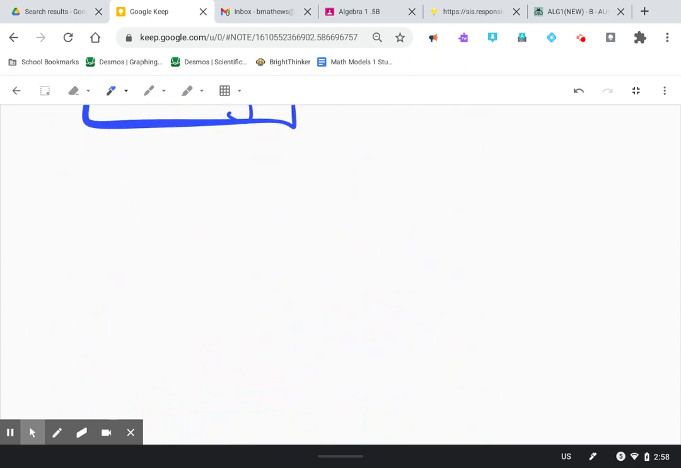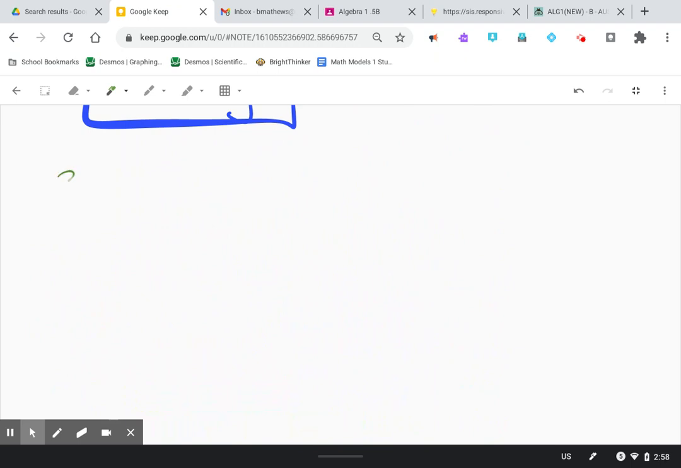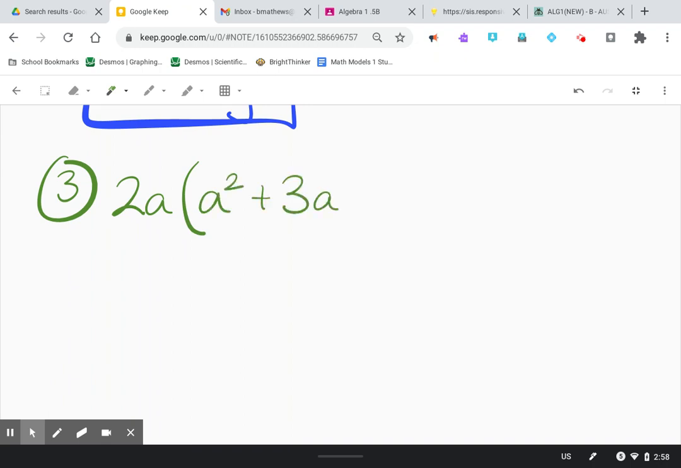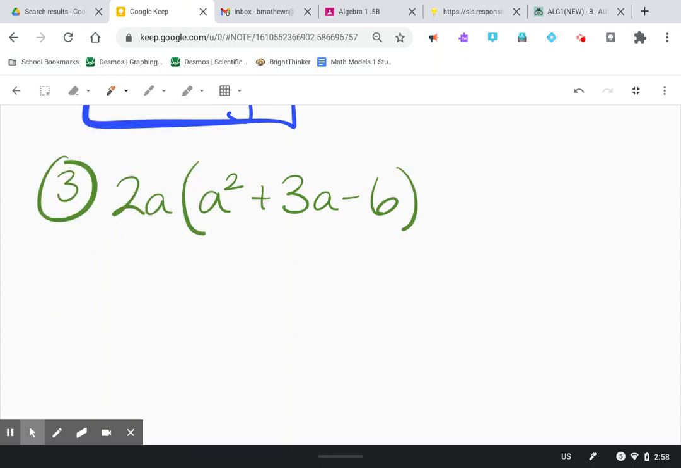Now, in this next problem, we're going to see something a little bit different. We now have a monomial, 2a, times a trinomial, but the process works for any number of terms. So this is what we call the distributive property. That should sound familiar to you. The distributive property says when I have a number being multiplied times a parentheses, it's as if I'm multiplying that number times each one of the terms. So I'm going to multiply each one of these.